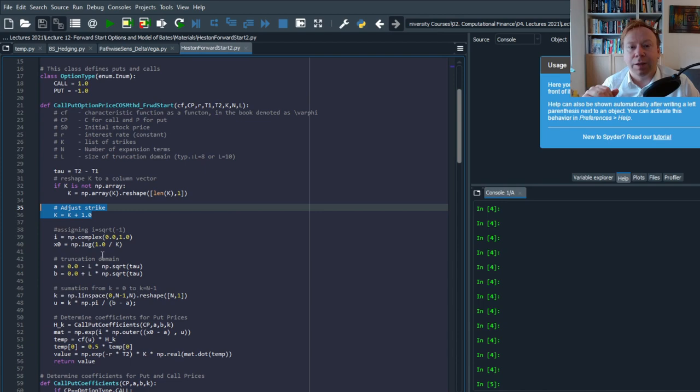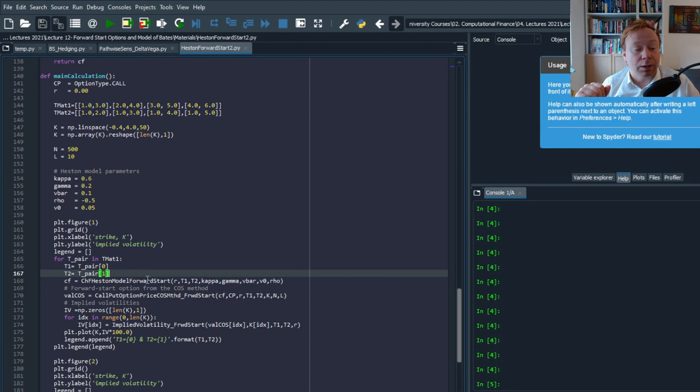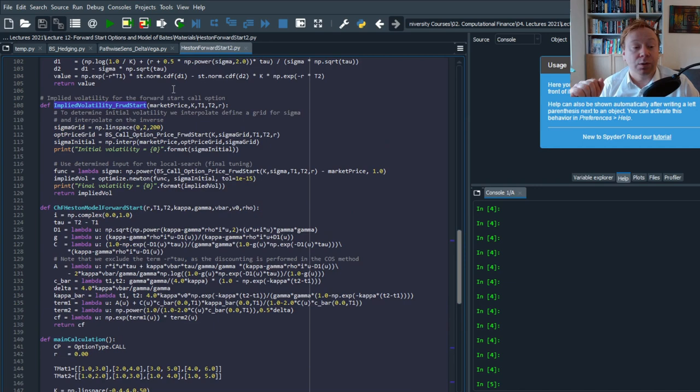Once we do the pricing, we obtain the forward start option prices using the COS method. What we have to do is calculate forward implied volatilities, and those will be calculated with the forward Black-Scholes model. So this is what happens here. We have the market price, we have a strike, T1, T2. And then what we do here, we first calculate the option price.